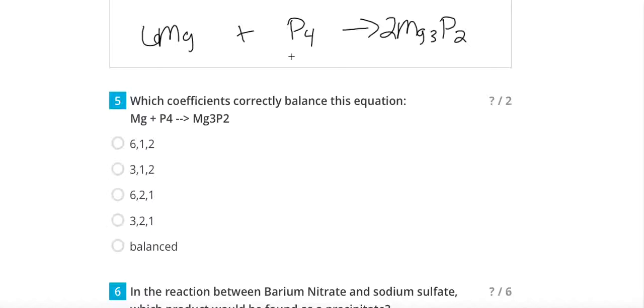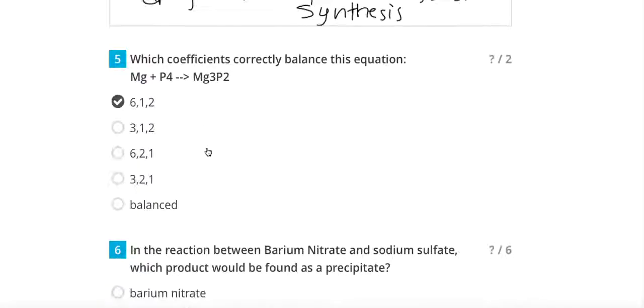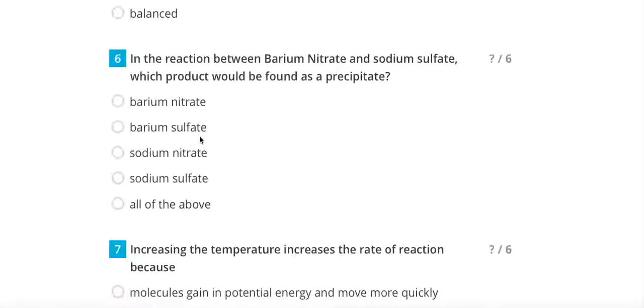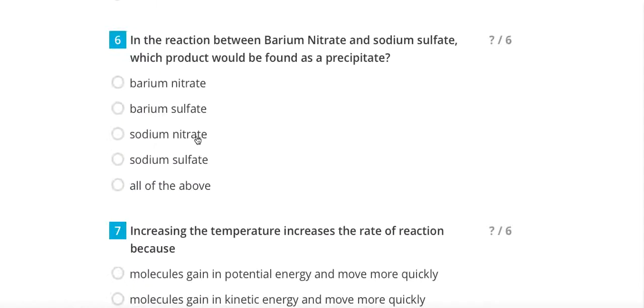Last thing I want to tell you, even though it didn't ask it, we produced one product. One product is a synthesis reaction. So we come down here, my coefficients were 6, 1, 2, and it would have been a synthesis reaction. In the reaction between barium nitrate and sodium sulfate, which product found would be a precipitate?